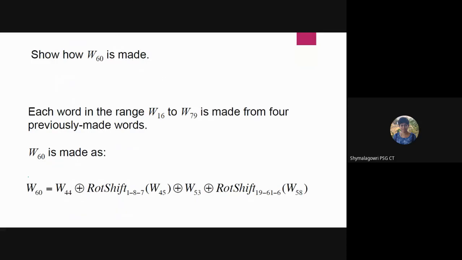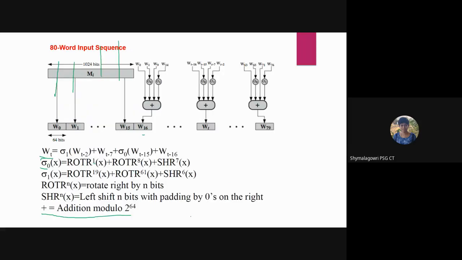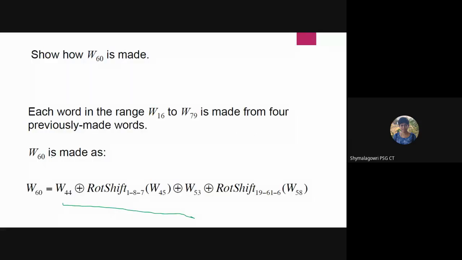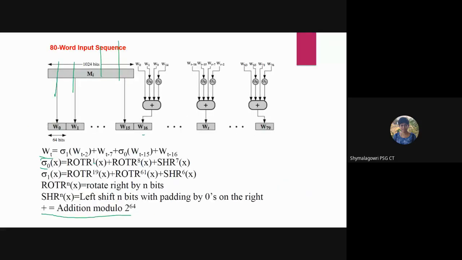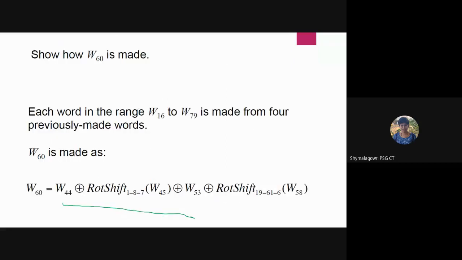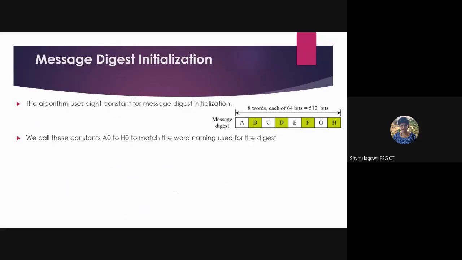Okay, so this is a simple example. If I want W60, then in the formula you substitute t as 60. So it should be sigma 1 of W_(t-2), this term comes first here, then the remaining terms, and then we process it the same way. Same methodology, we just process it here.